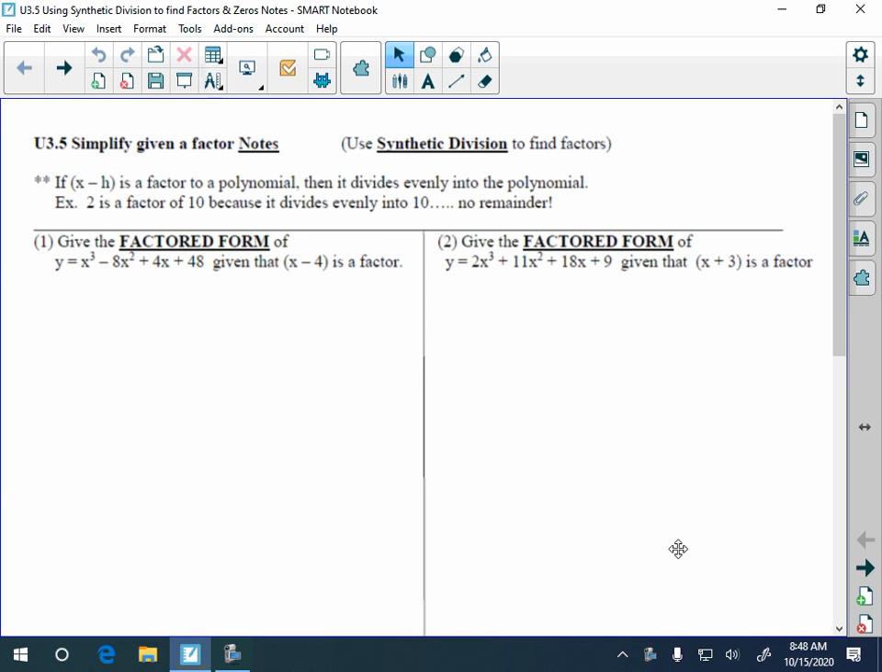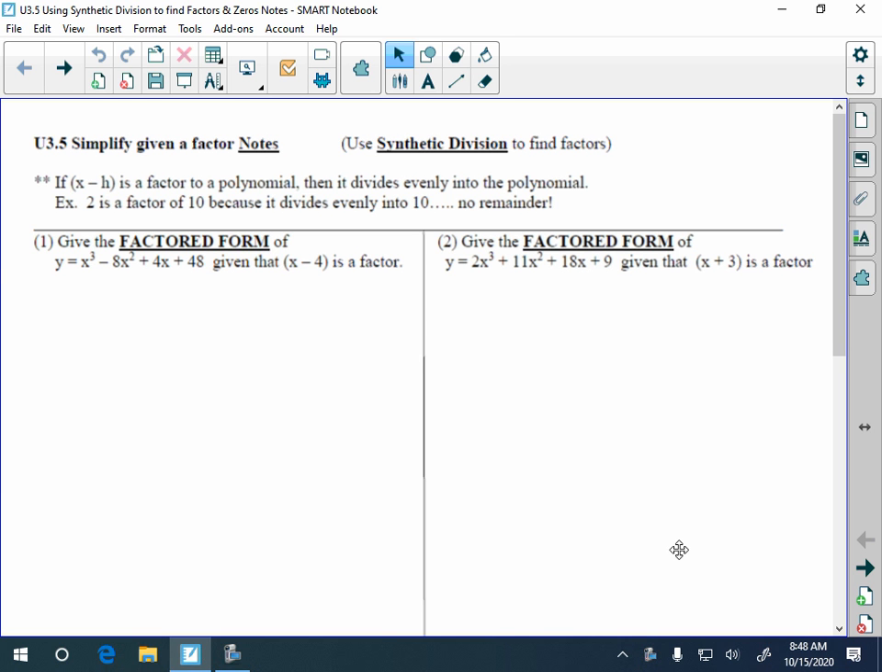All right, Algebra 2. We are on Unit 3.5, and in this lesson we're going to be looking at how we can use synthetic division to factor a polynomial and also solve the polynomial, find the solutions, the zeros, roots, x-intercepts. They all mean the same thing.